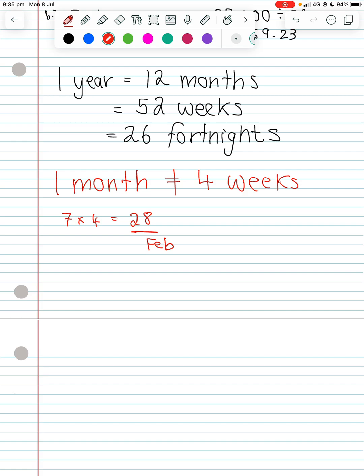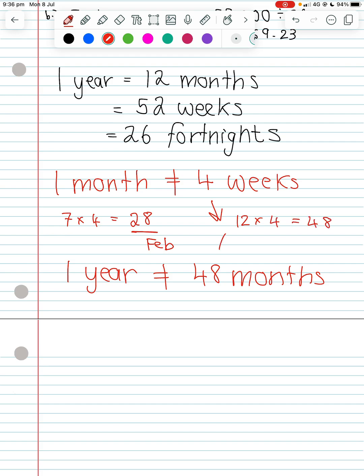We don't want to make mistakes. Another one that can also come from this is if you go, well, 1 month equals 4 weeks, 12 times 4 equals 48. So 1 year does not equal 48 months. So from this logic, if you go, well, there's 12 months and I'm going to multiply it by 4 weeks, that's going to equal 48. Nope, that's wrong. Don't do that.